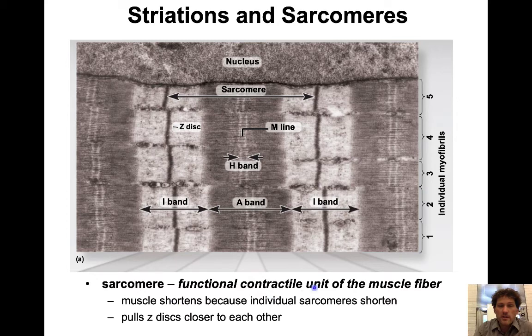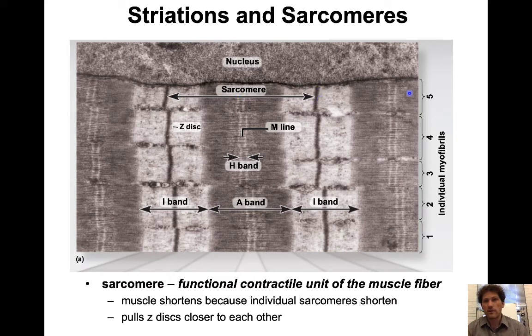So that sarcomere, we can define it as the functional contractile unit of this muscle fiber, or that muscle cell. And these muscles are shortening because these Z discs are moving closer together, and therefore the sarcomere is shortening. So as these sarcomeres shorten, our muscles shorten. So everything is kind of tied together here.